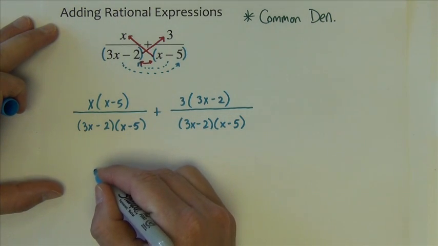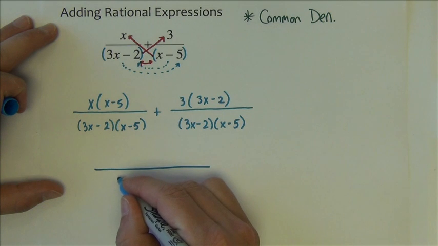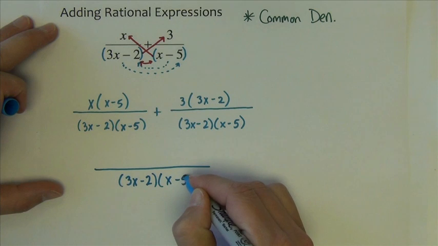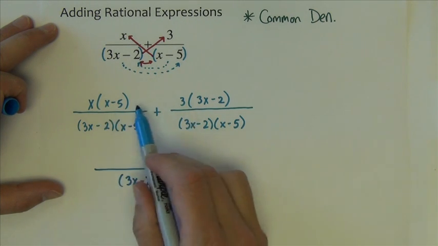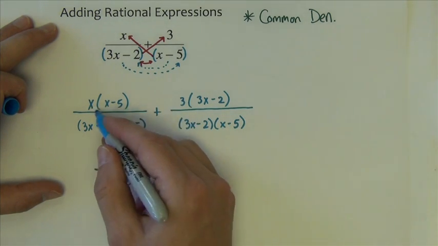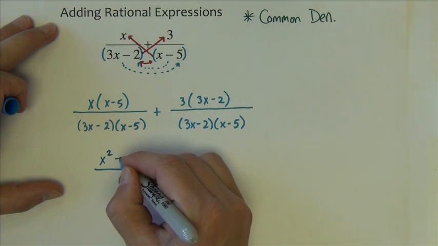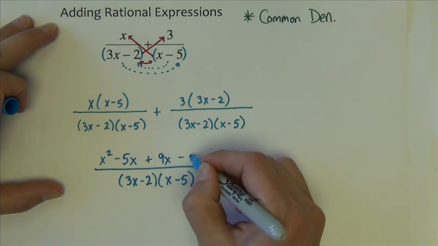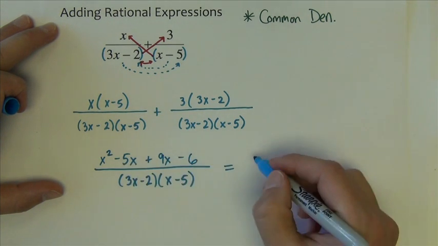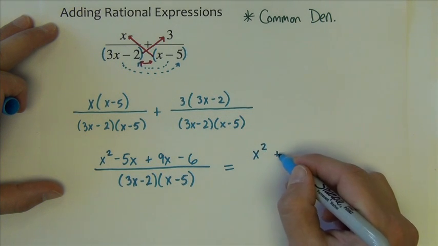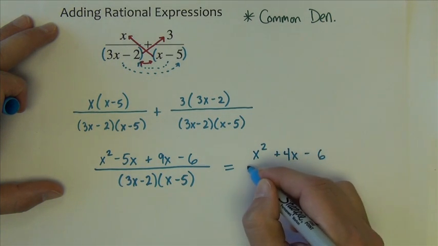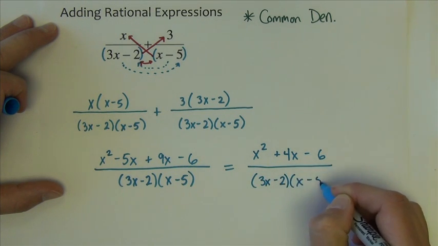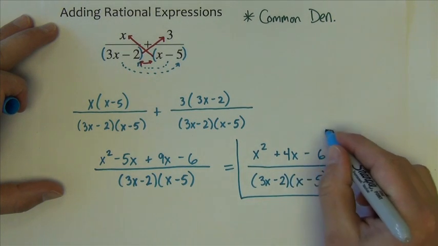Okay, so now I can combine to make one fraction whose denominator is that shared common denominator, 3x minus 2, x minus 5. The numerators need to be combined. Okay, do some distributive property. The first fraction's numerator is x squared minus 5x. The second one is plus 9x minus 6. I combine like terms, so we get x squared plus 4x minus 6 over that common denominator. That's done.